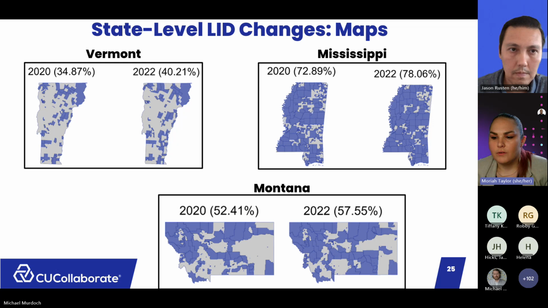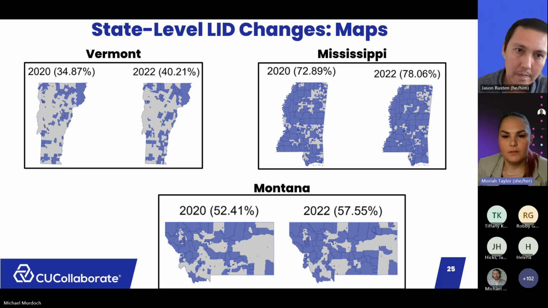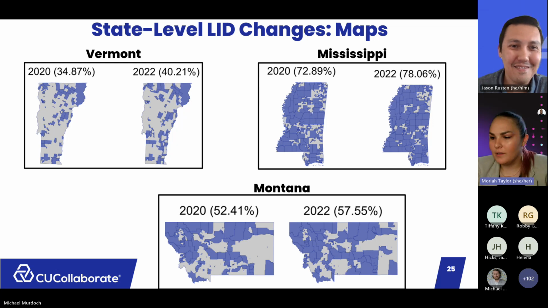And then here are the 3 other states I mentioned. Again, Vermont looks pretty similar, but the percentage of population change is still significant, even though it's not as visible on the map. In the southern end of Vermont, you see some filling in there. In Mississippi, you see some filling in both in the north and the south. And in Montana, towards the center and south end, you see some increases in LID geographies.